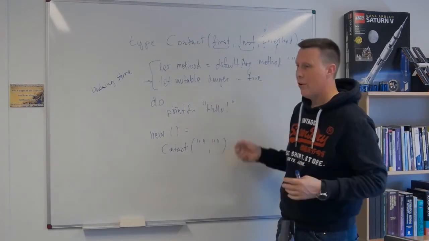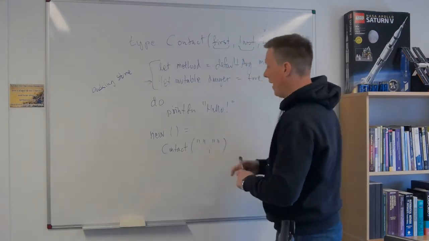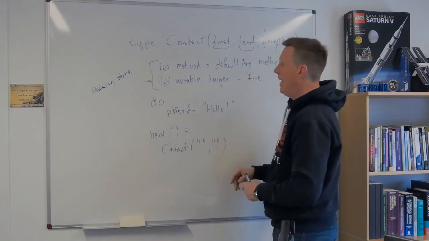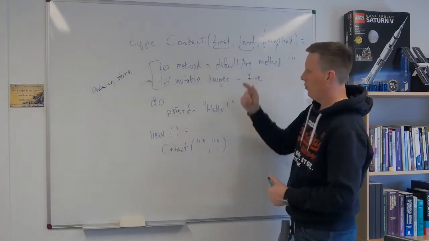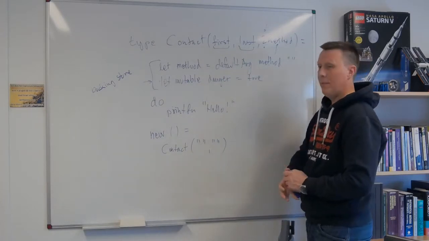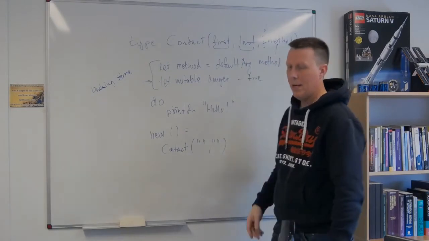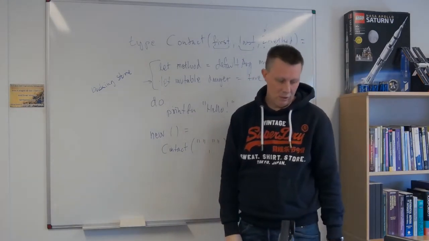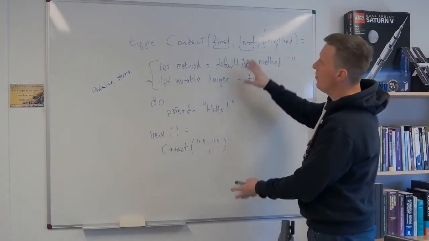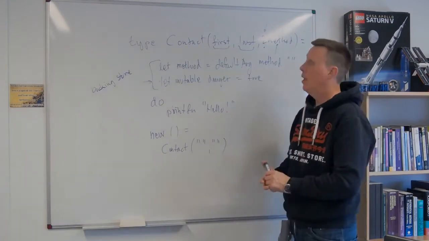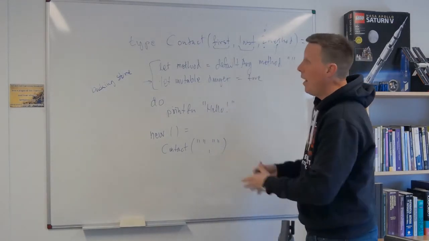So now I could create an object from this by saying contact parentheses parentheses, and then I would get a contact object with first name being the empty string, last name being the empty string, and method would be none. So that sort of covers how to construct an object. And now we could construct this thing.